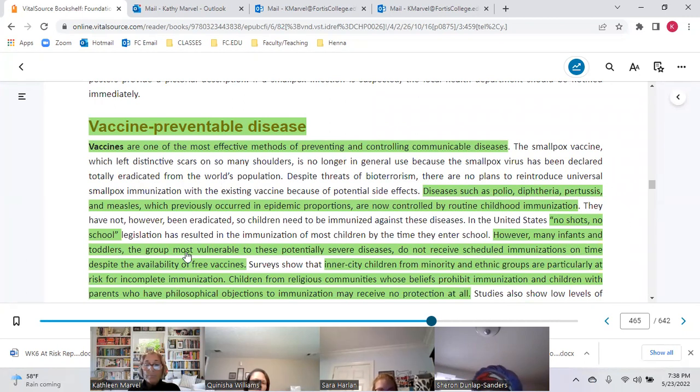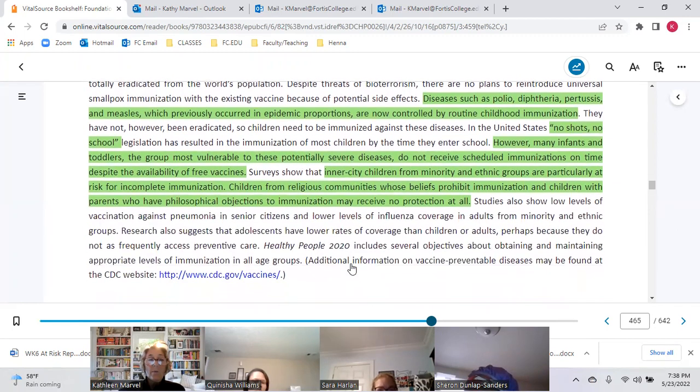However, this is important right here. Many infants and toddlers, which is a group most vulnerable to these potentially severe childhood diseases, don't receive their immunizations, despite the availability of free vaccines. Why is that? It tells you right here. So if you're asked a question about, yes, we want everybody vaccinated, but what might be some barriers to kids not getting vaccinated? Here are some barriers right here.